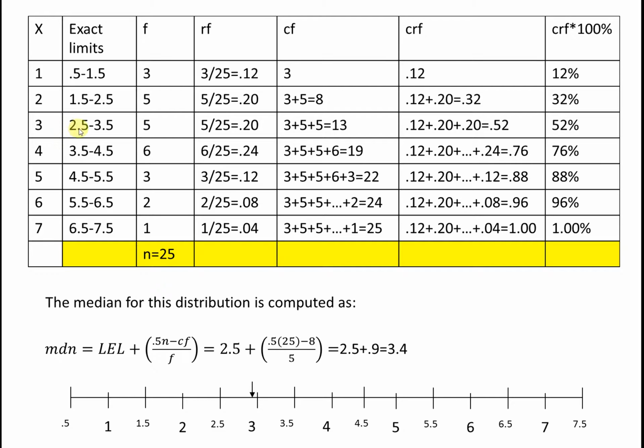So we're just taking the lower exact limit for this interval, which is the 2.5. Here we're just multiplying the 0.5 times 25, which is our sample size.